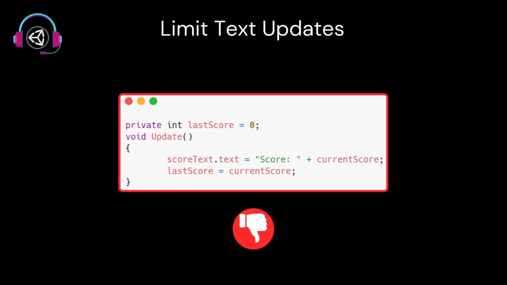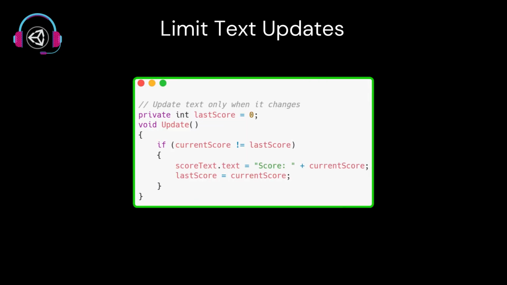Tip number 27, limit text updates. Updating UI text frequently, like displaying scores or health, can be inefficient if done every frame. Instead, update the text only when it changes or use events to notify when a change occurs.